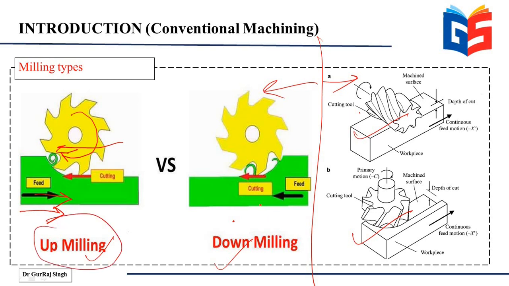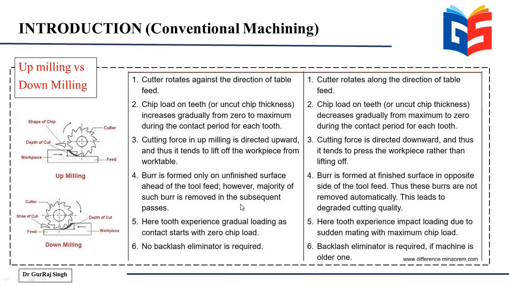But in this case, you see that the workpiece feed is in the same direction as the direction of rotation of the cutting tool. So this is called the down milling process, where these two directions are similar to one another. Now let us see what the basic differences are between up milling and down milling. The cutter rotates against the direction of the table in case of up milling. The cutter rotates along the direction of the table in case of down milling.